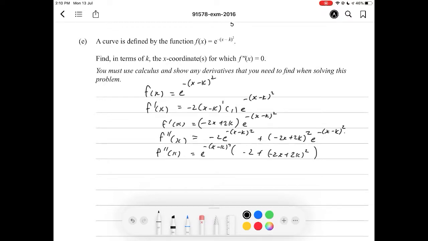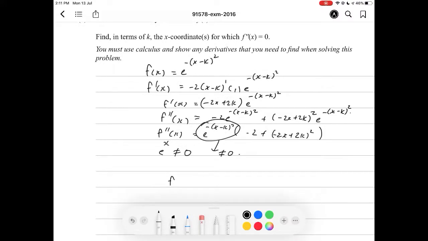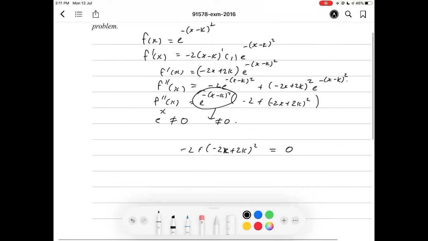And we want to find, in terms of k, the x coordinates for when f double dash of x is 0. So we'll substitute the second derivative as 0. However, we also know that e to the power of anything, let's say e to the power of x, cannot be 0, because something to the power of something else can never be 0. It approaches 0, it gets closer and closer to 0, but it never actually reaches 0, which means this here cannot be equal to 0. So therefore, we're going to say that negative 2 plus (negative 2x plus 2k) squared equals 0. In this case, we can move negative 2 to the other side. So we can say 2 is equal to (negative 2x plus 2k) squared.